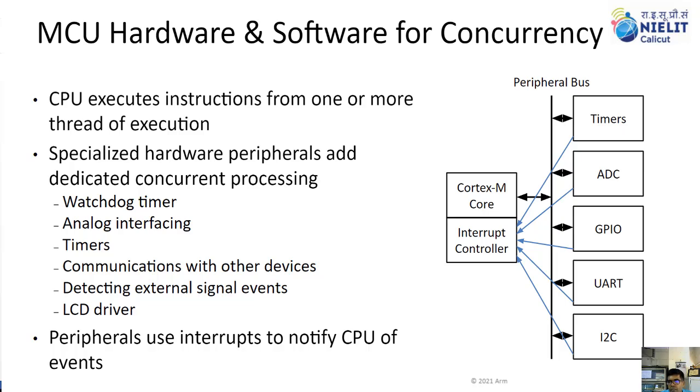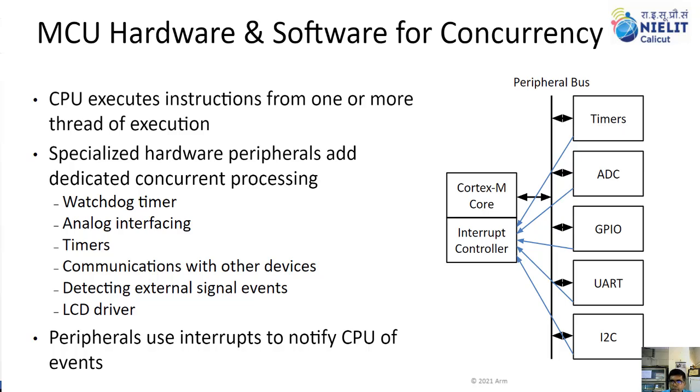And coming to the microcontroller hardware and software for concurrency. So basically, you can see there will be a core controller, and then many peripherals, and there will be interconnections between all these peripherals and the core. We call them peripheral buses. This CPU executes instructions from one or more threads of execution. So there may be a single thread of execution. In some scenarios there will be a multi-threaded application, meaning there will be multiple threads for execution.